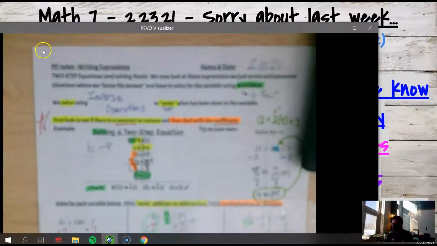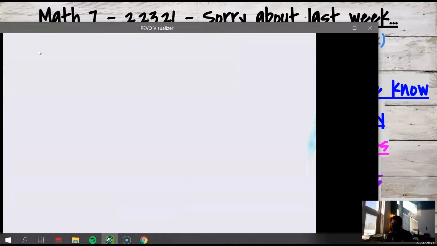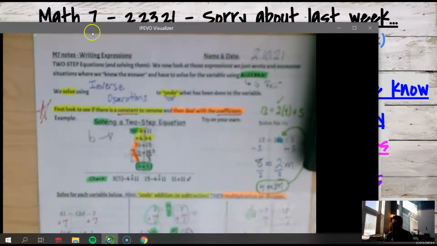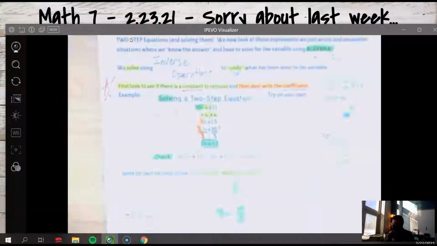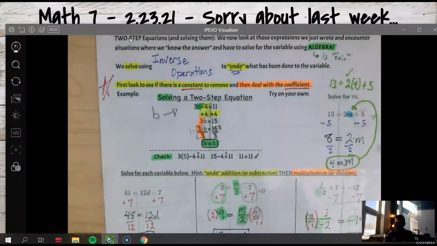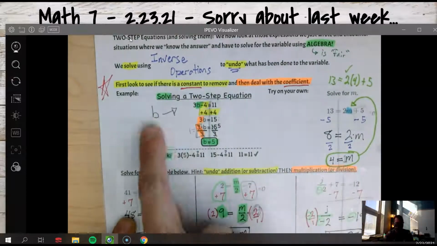The back of them, if I can get this to focus, maybe not. I think it's mad about my keyboard. There we go. The back of them tells us solving a two-step equation.